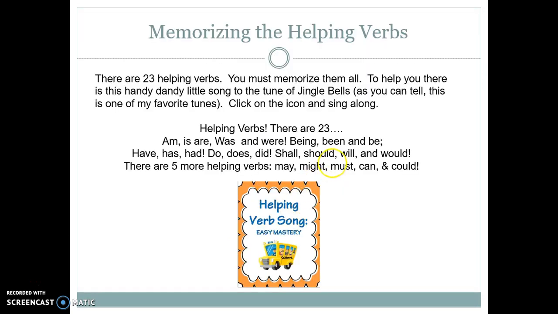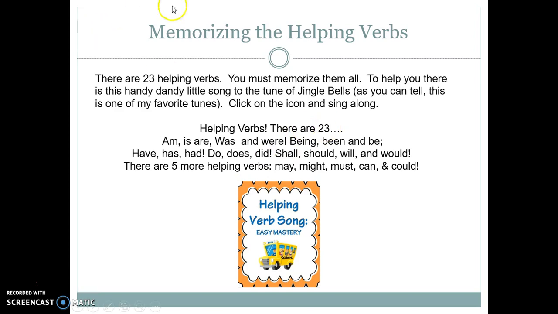So you can memorize your helping verbs. There are 23, and surprisingly, there is a Jingle Bells song that memorizes them, or that lists them. Just like Jingle Bells, you can list the prepositions, you can also list the helping verbs. We'll sing this in class tomorrow. I'm really not up for singing right now.